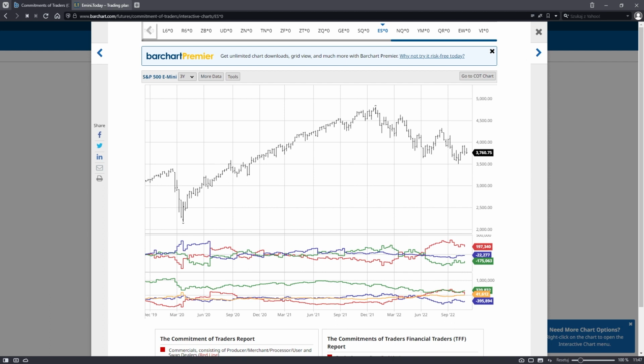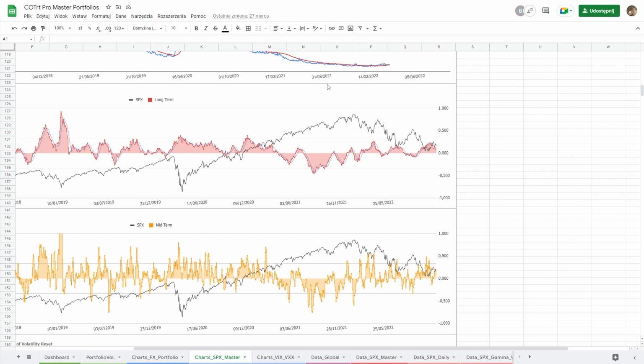So let's get to the spreadsheet, and this is how, you remember, for years it looked like this. We had long-term speculators and midterm speculators. The reason I divided it in two is that the midterm, the bit faster metric, gives a bit better timing, and it helps in certain situations, which I'm going to talk about in a minute.